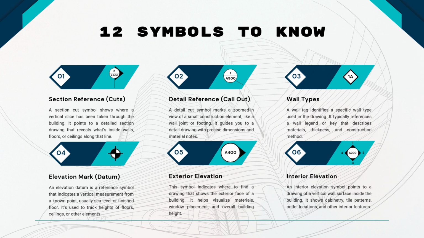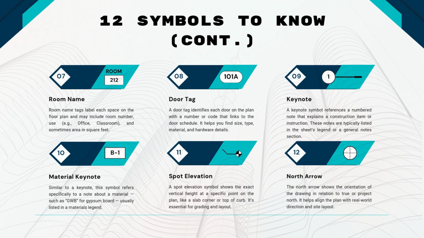An interior elevation symbol points to the drawing of a vertical wall surface inside a building, and it shows things like the cabinetry, tile patterns, outlet locations, and other interior features. Then you have a room name tag. We'll talk about tags. The room name tag labels each space on the floor plan, and it may include a room number, a use of the room, like if it's an office or a classroom, and sometimes it even has the area in square feet.